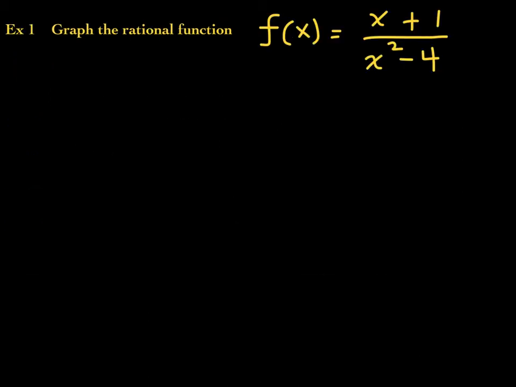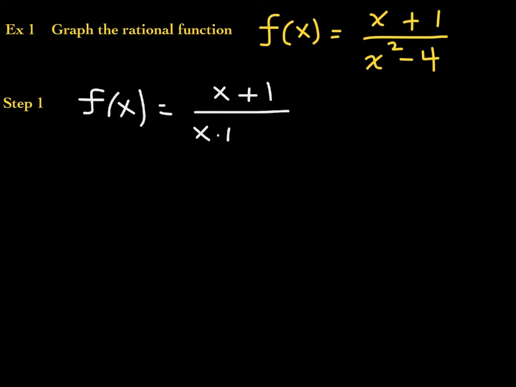All right, here goes the first example. We have this rational function, x plus 1 over x squared minus 4. The first thing I'm going to do is factor this polynomial. The numerator doesn't factor, but the denominator does. So the denominator is x plus 2 times x minus 2. Because there are no common factors between the numerator and denominator, I know there is no hole in the graph.